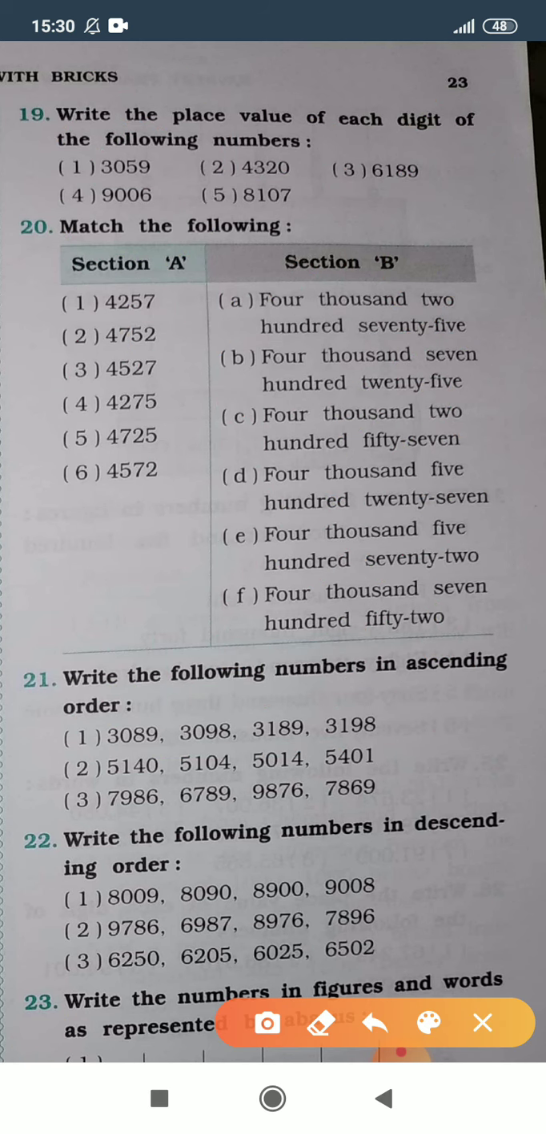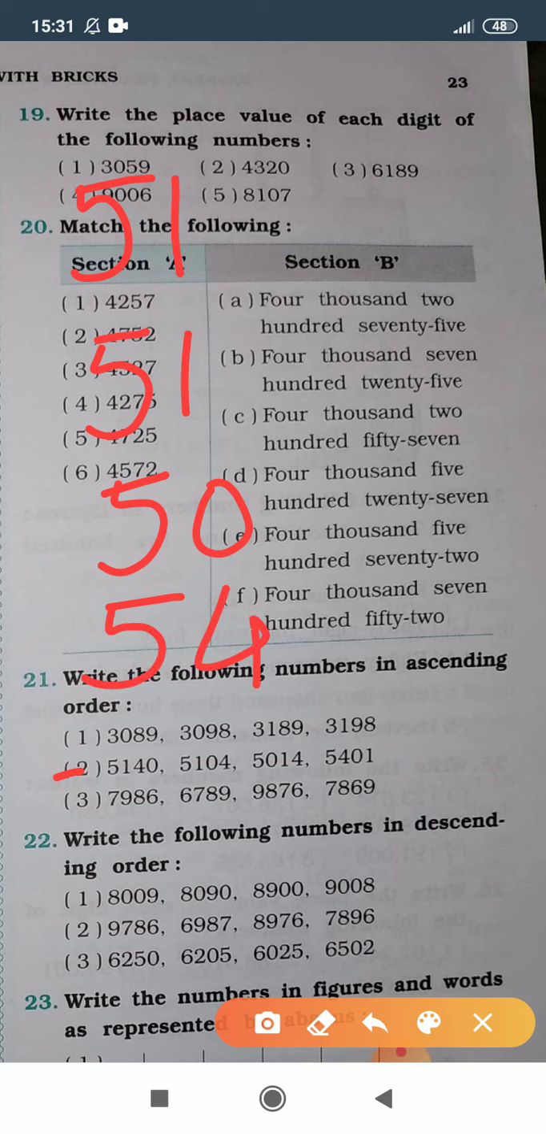Let's see number 2. We'll first write the first two digit number: 51, again 51, then 50, then 54. Ascending order means smaller to greater. So the smaller number is 50, so we'll give it as number 1. After that, these two numbers were smaller because 54 is a greater number compared to these two numbers. So we need to find out the third digit of these two numbers.